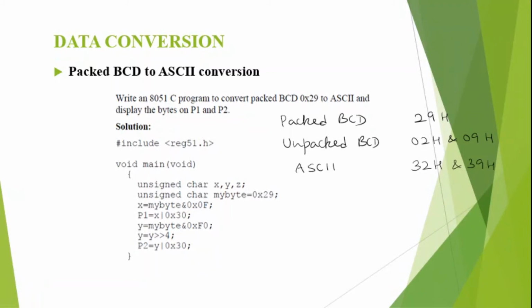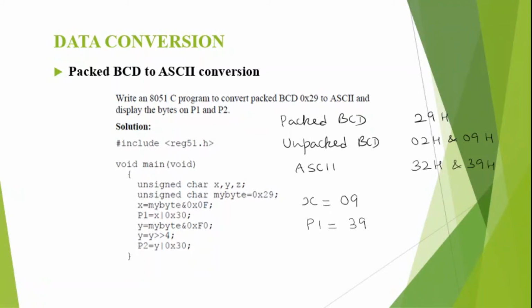So we have the program written. In the main function we have declared the three variables x, y, z and the variable myByte in unsigned char data type. myByte is assigned the value 29, and then x equals myByte bitwise AND with 0F, so we get 09. Then port P1 is x OR with 30, so we get 39.